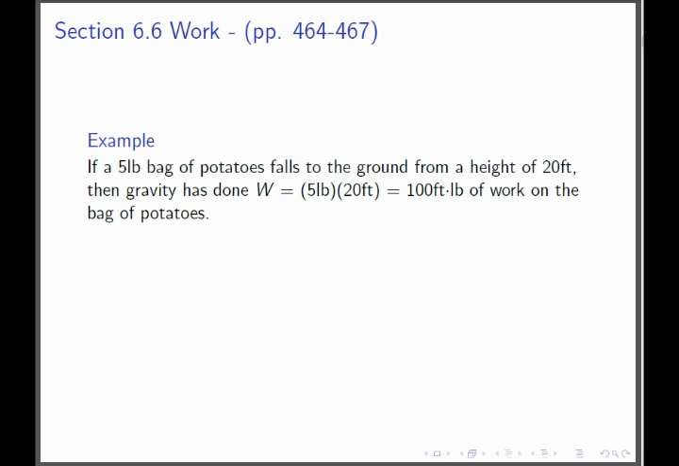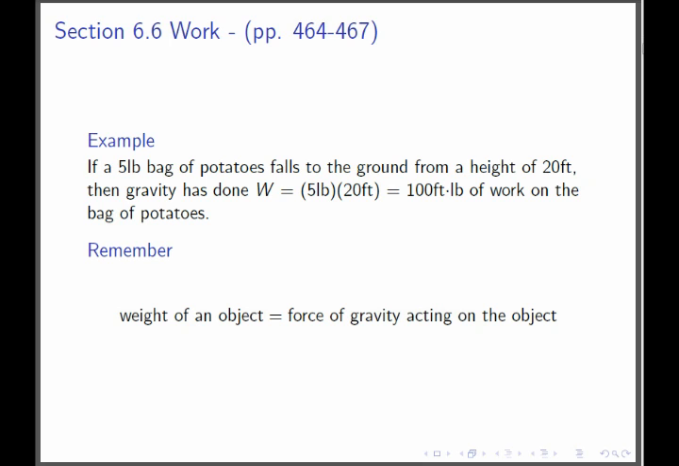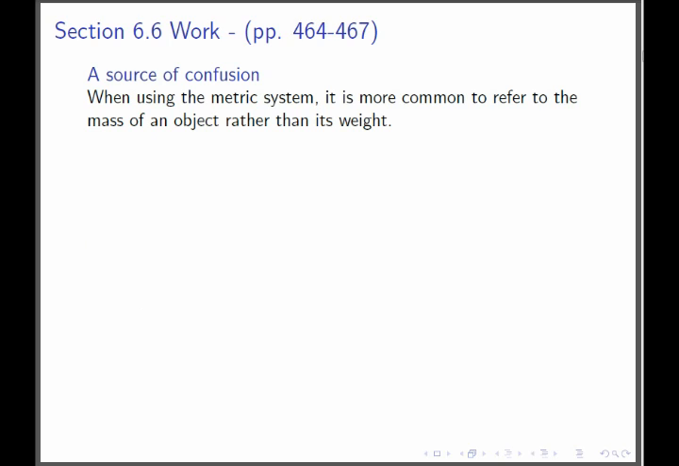If a 5-pound bag of potatoes falls to the ground from a height of 20 feet, then gravity has done 5 pounds times 20 feet, which is 100 foot-pounds of work on this bag of potatoes. This is because the direction of the force is downward and the motion was downward, and the force during that entire process was constant. Now remember, the weight of an object is equal to the force of gravity acting on that object. There is a source of confusion that arises when doing these problems, and it has to do with using the metric system versus the imperial system.